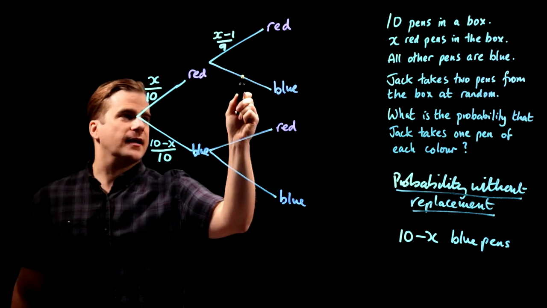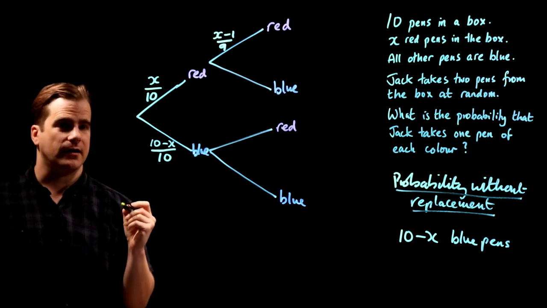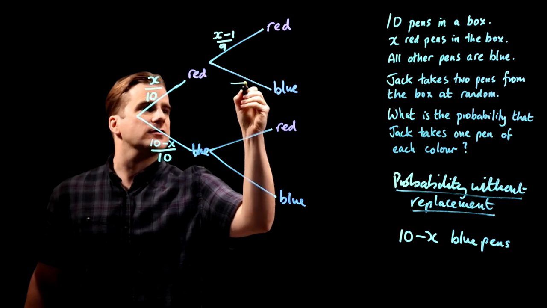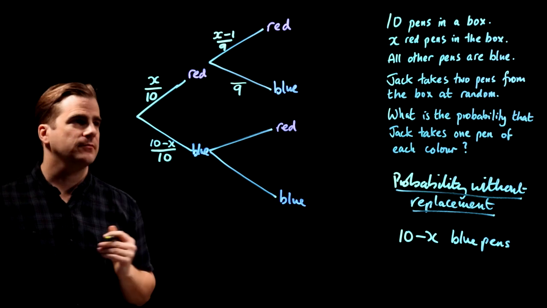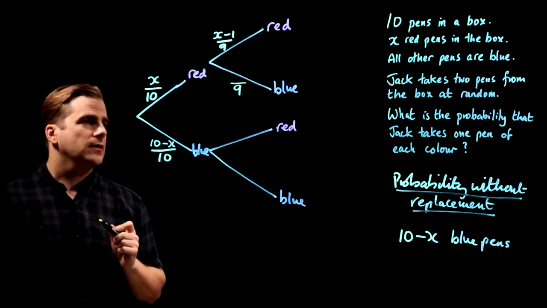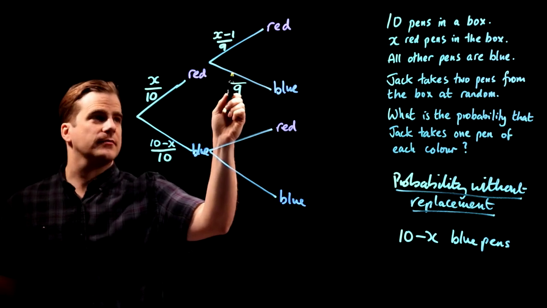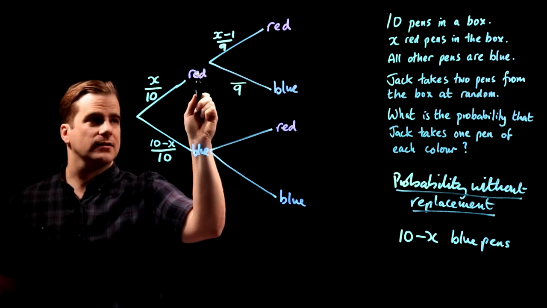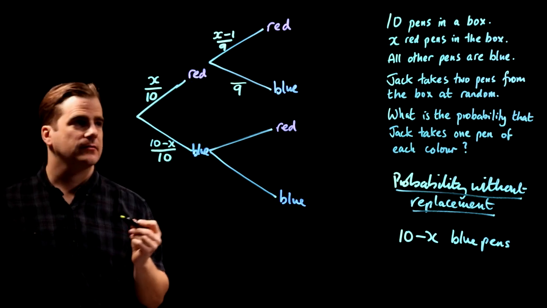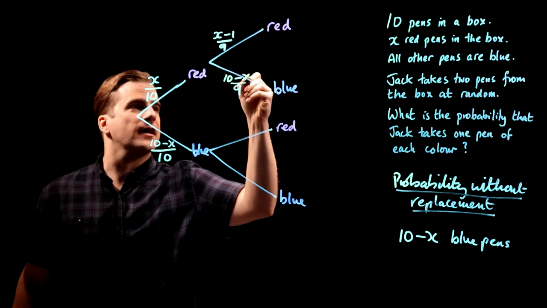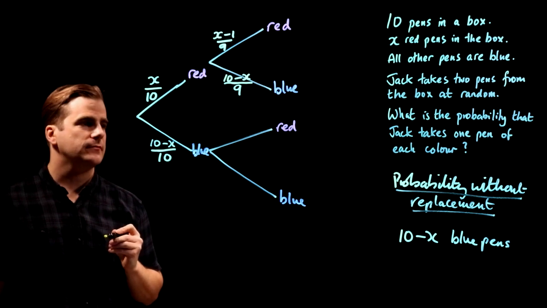Right, second pick. What's the probability of choosing a blue pen with his second pick, given that he already chose a red pen? Again, it's out of nine because that red pen was not replaced. There's one fewer in total. How many blue pens are in the box at this point here? Well, he chose a red pen initially, so the number of blue pens hasn't changed. It's still 10 minus x. So that's 10 minus x. Okay? Good.